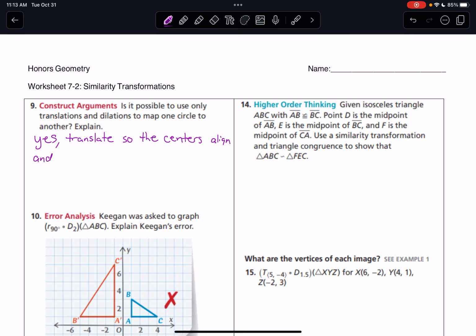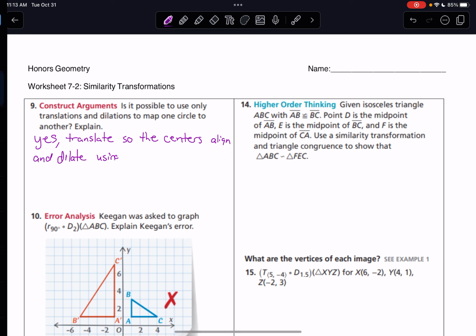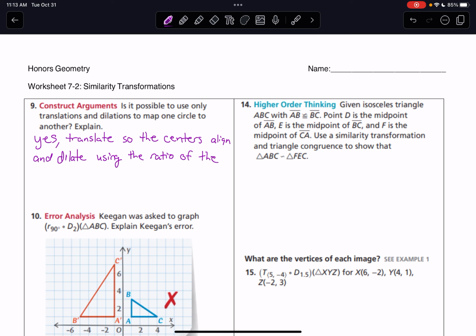And then we're going to dilate them. And we're going to take the radius of the big circle divided by the radius of the small circle and use it as a scale factor. So, translate so the centers align, and dilate using the ratio of the radii.